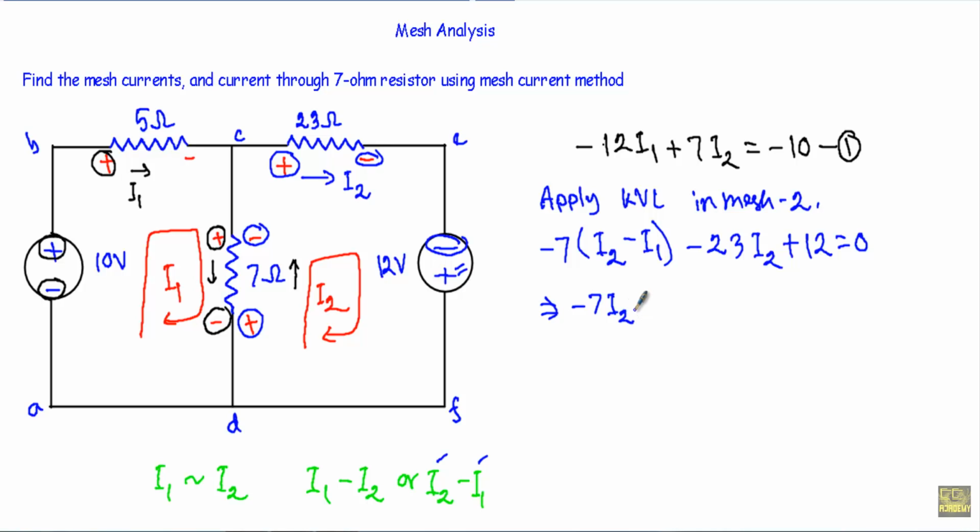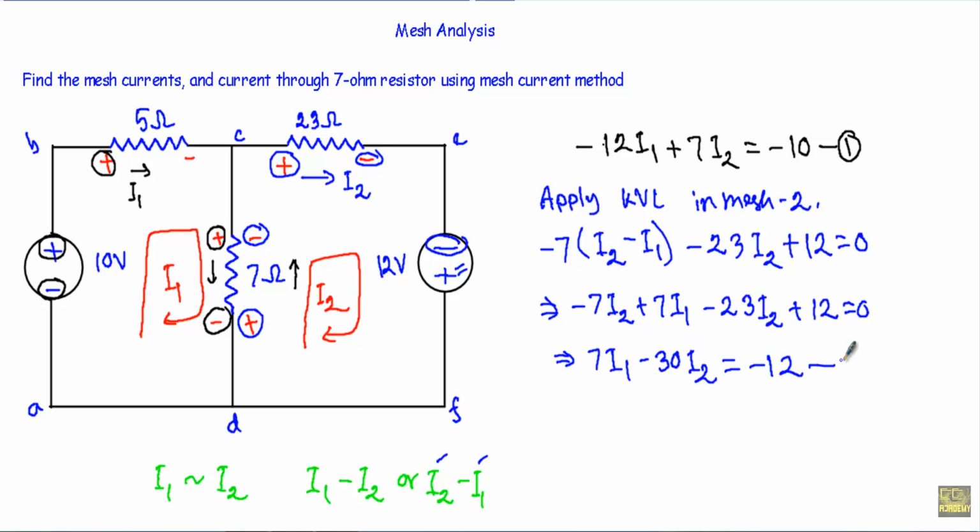So, minus 7 I2 plus 7 I1 minus 23 I2 plus 12 equal to 0, from which I can write 7 I1 minus 30 I2 equal to minus 12. See, I have equation 1 and equation 2. If I solve equation 1 and equation 2, I will get our loop current I1 equal to 1.234 ampere, and mesh 2 current I2 equal to 0.688 ampere. Now see, I have to calculate the current through the 7 ohm resistor.